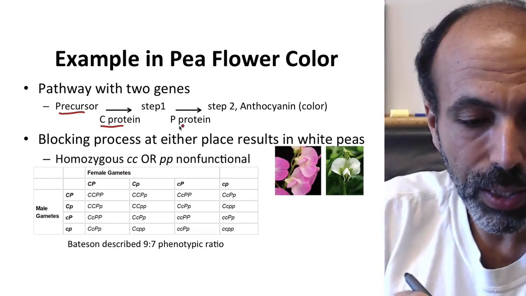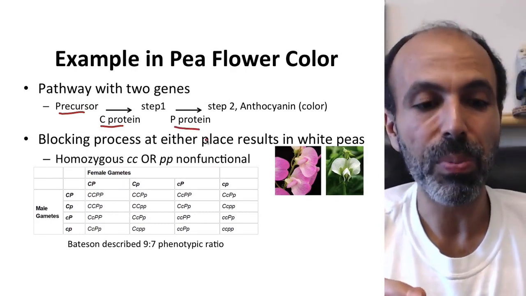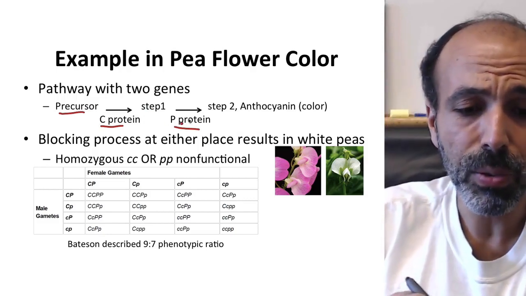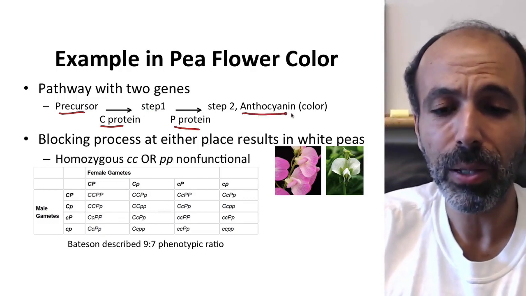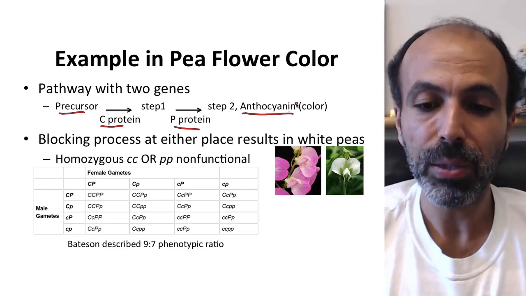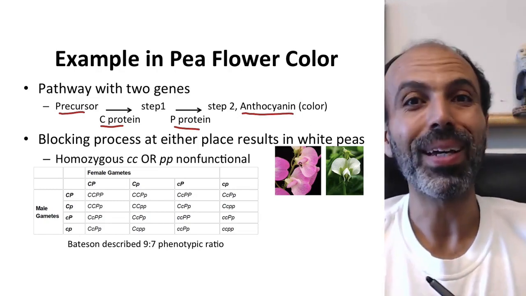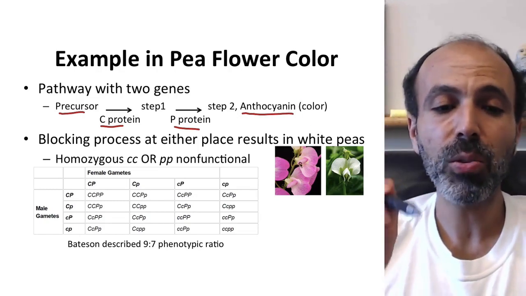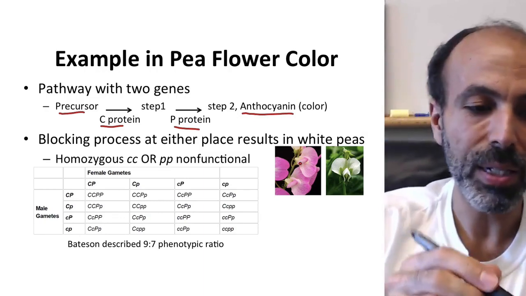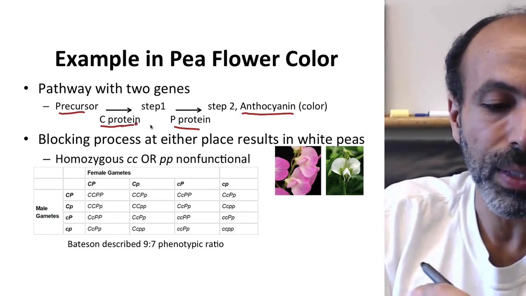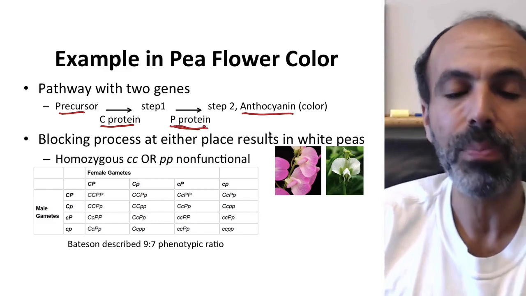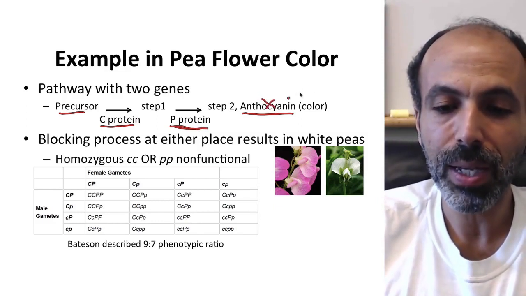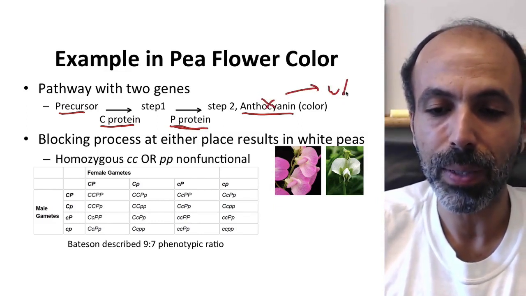The C gene and the P gene produce the C protein and the P protein. And these lead through these intermediate steps to ultimately make anthocyanin. Anthocyanin is what gives them this beautiful pink color. Now, you can actually stop this process at either place. If you are homozygous for mutant at C or homozygous for mutant at P, you don't produce any anthocyanin, and instead you end up with a white pea plant.